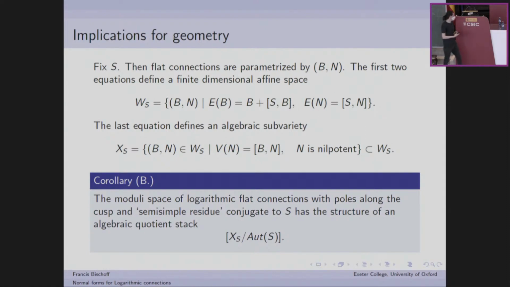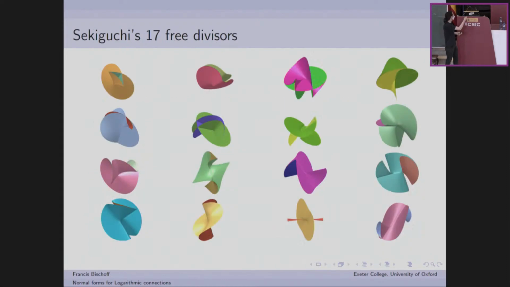So I want to explain one more example of a normal form theorem in dimension 3. For this, I need to tell you about a very beautiful family of divisors which were discovered by Sekiguchi. Sekiguchi studied these logarithmic tangent bundles in dimension 3, and he classified a very particular kind of them. In his classification, he found 17, which I've put here.